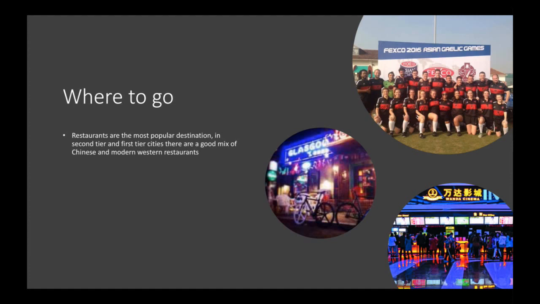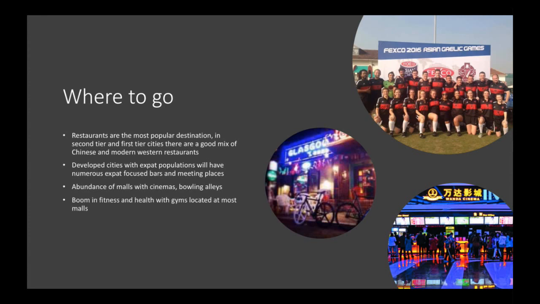And in first tier cities, you'll often find these areas located in pretty central places that are very easy to get to. Western restaurants and these Western bar areas are very simple to find and will become a very popular hub spot for foreigners in the country. Developed cities with expat populations will have numerous ones of these, and you'll also find an abundance of malls that have cinemas, bowling alleys, fencing clubs, anything that you can wish for. It's very important that you go and have a little bit of an explore in your local area and use WeChat groups with people to find this.